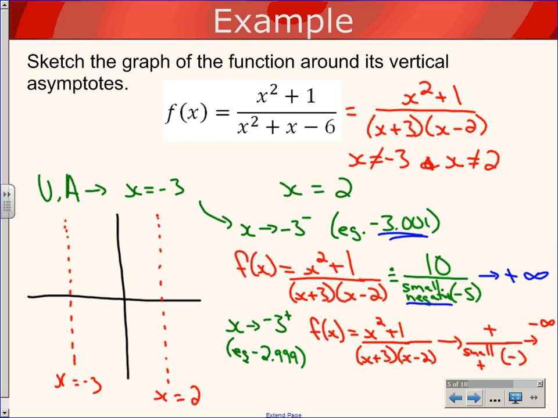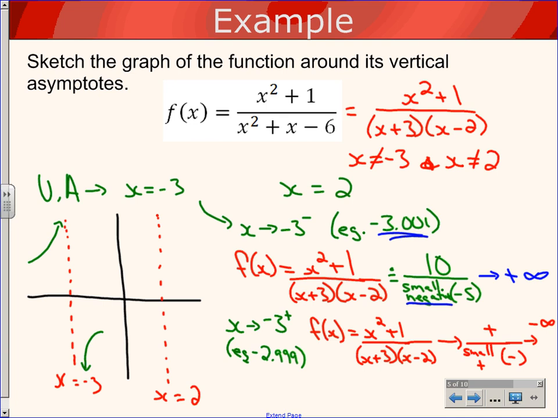The first one, as we approach negative 3 from the left, the graph's going up like that. And as we approach negative 3 from the right, the graph's going down like that. And I don't know what's happening to the left or to the right. We're not worried about that, right? All this said was to sketch it around the asymptotes, and I've done that. We're showing what the behavior is at those parts.